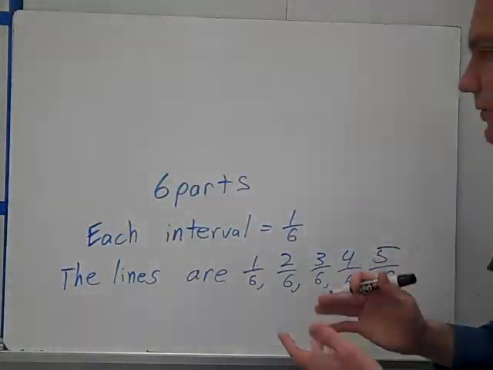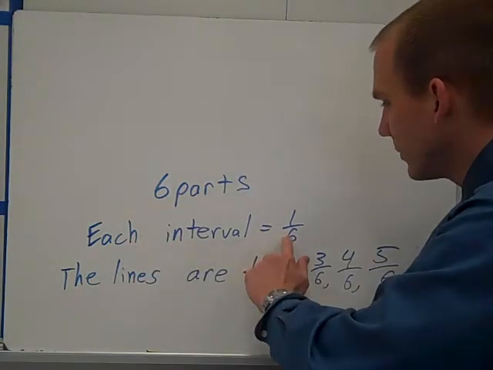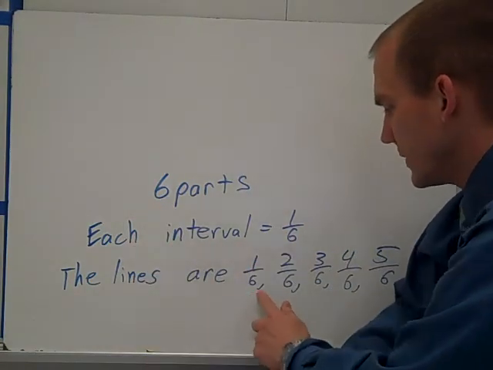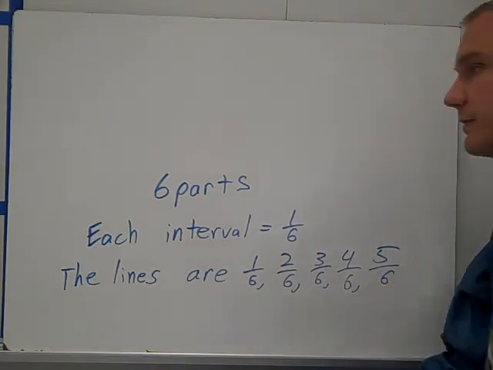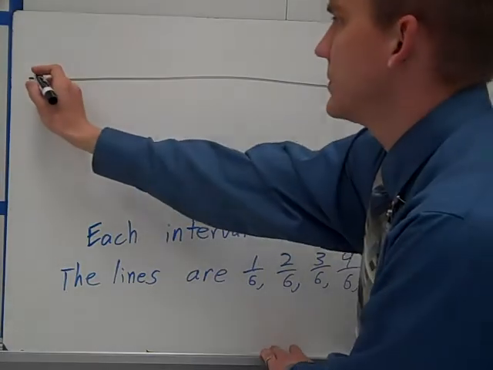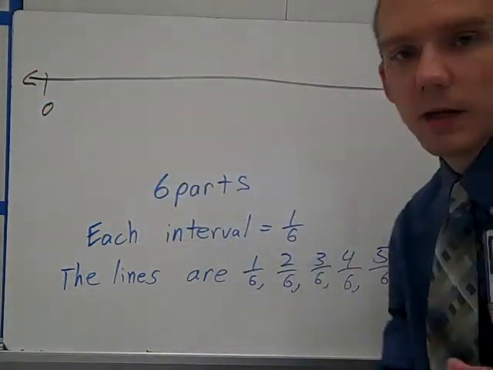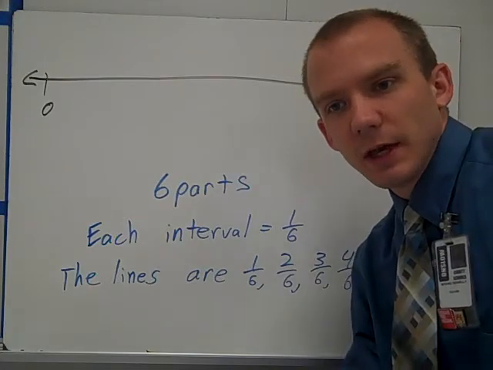Alright. Do the same thing. This time we're going to do 6. We have 6 parts. Each interval equals 1/6. And the lines are 1/6, 2/6, 3/6, 4/6, and 5/6. Arrows, 0, and 1. This one you want to start with thirds, and you'll see why in a minute.